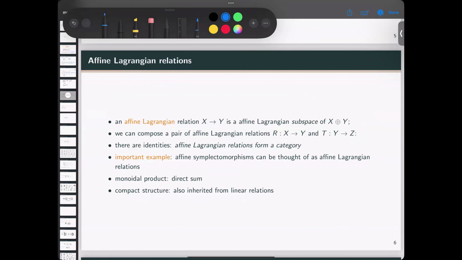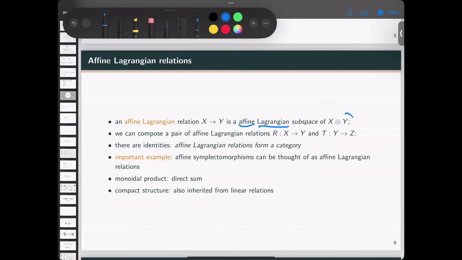So we're now ready to define this category of affine Lagrangian relations. Unsurprisingly, an affine Lagrangian relation from X to Y is going to be a Lagrangian subspace in the sense that I defined a couple of slides ago. And it's going to be an affine one, so it's just a translated Lagrangian subspace of the direct sum of X and Y. There are some technicalities in how you define the symplectic structure on X plus Y that I don't want to go into, and they're not particularly interesting. So just take it for granted that this works more or less as you would expect.